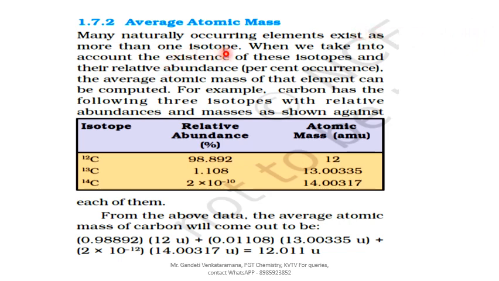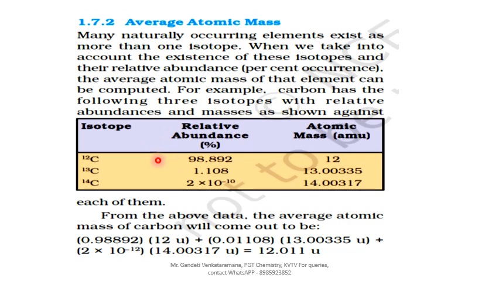When we take into account the existence of these isotopes and their relative abundance percentage occurrence, the average atomic mass of that element can be computed. For example, carbon has the following three isotopes with relative abundance, meaning availability, and masses as shown. This is the table. Now we are going to see one example.